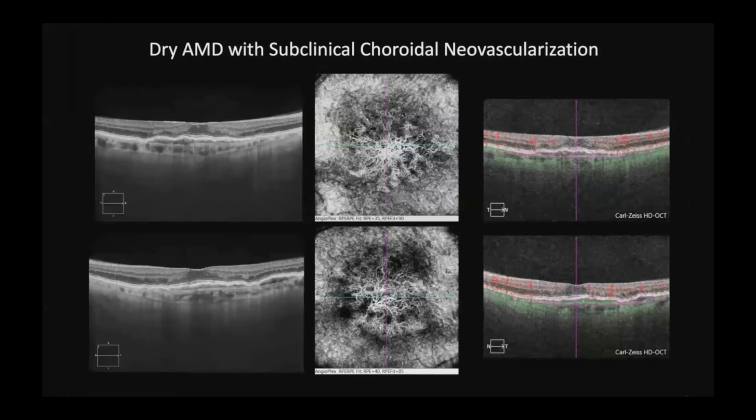Dr. Phil Rosenfeld, where I trained at Bascom, has published that subclinical CNVM can have up to a 15-fold higher risk of conversion to exudative AMD compared to patients without a subclinical CNVM.